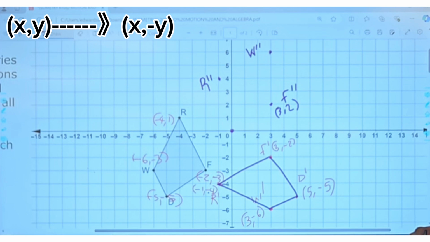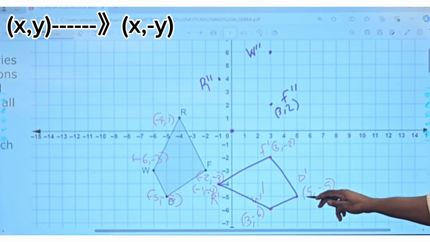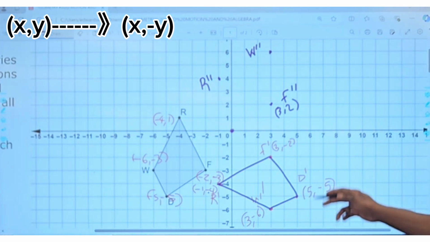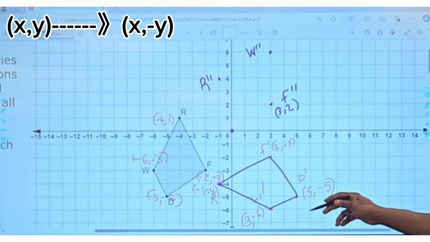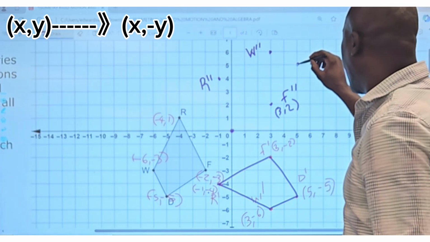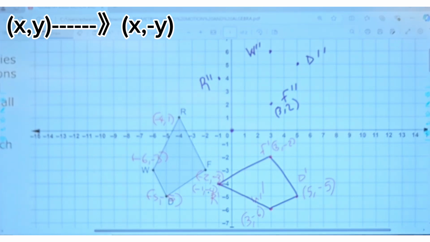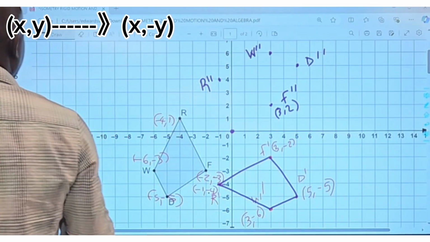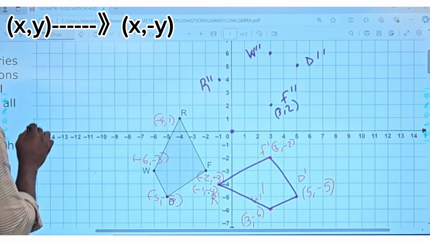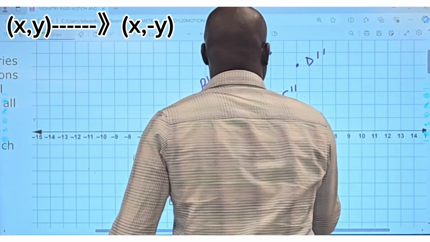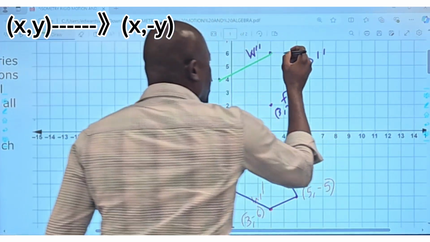Right. Last one now. Which one is it? D. D is (5, -5). We're keeping the x. (5, 5). Thank you. (5, 5). Yes, Pablo, you're doing it right there. So all we're going to do now is reshape it. Let us reshape it and then see what it looks like. Let me use a different color. All right, so we're going to reshape this, and this is what we have. Take a look.